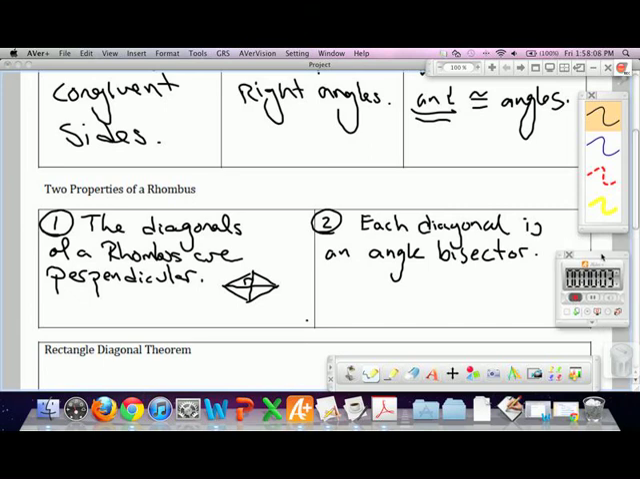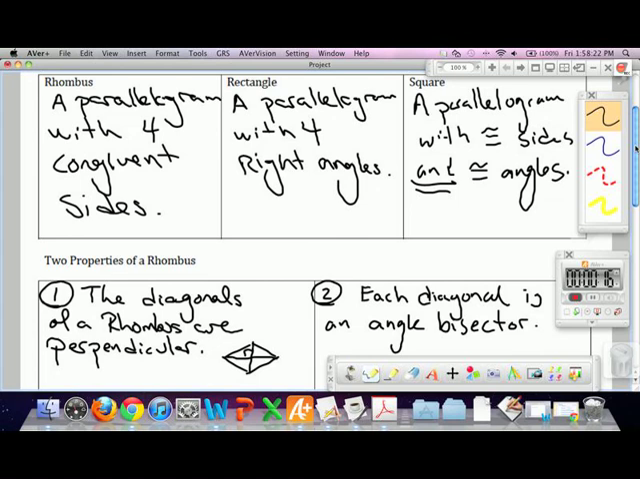So not only do the diagonals of a rhombus intersect each other at right angles, but they are angle bisectors, so they divide the angles into two equal pieces. Okay? Just a quick thing to show that.